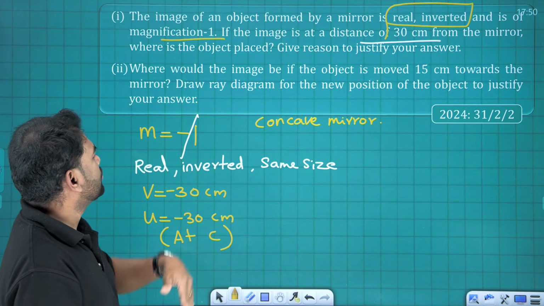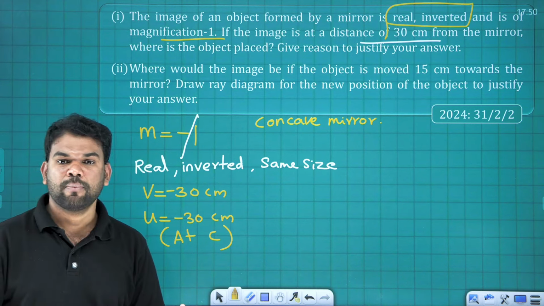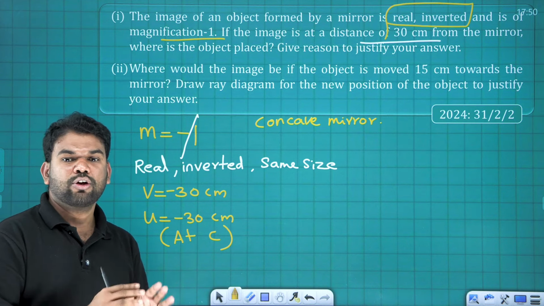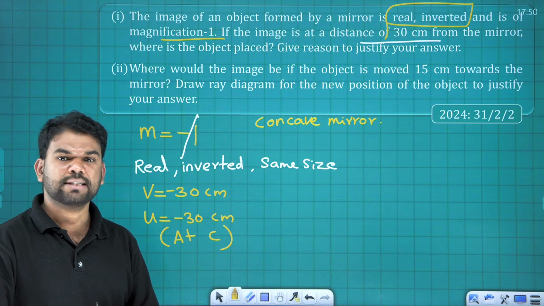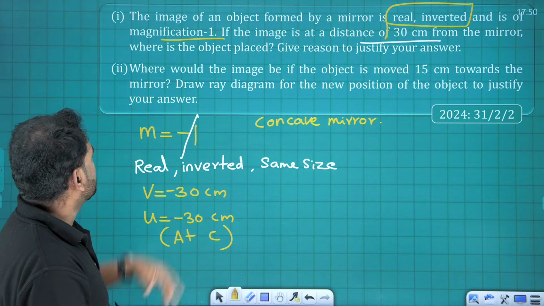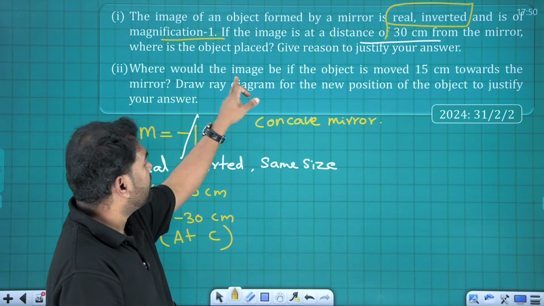Now, give a reason to justify your answer. I already told you the reason. If the object is at C, the center of curvature, then only you will get a real, inverted and same size image. So the object distance and image distance are the same. Now the second question: where would the image be?